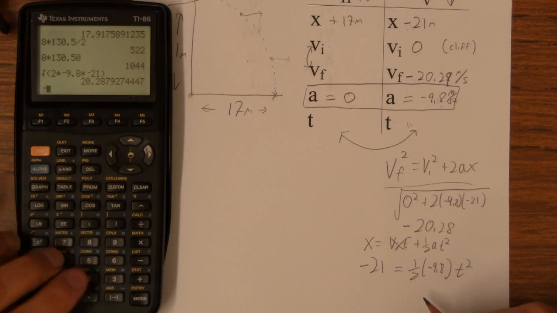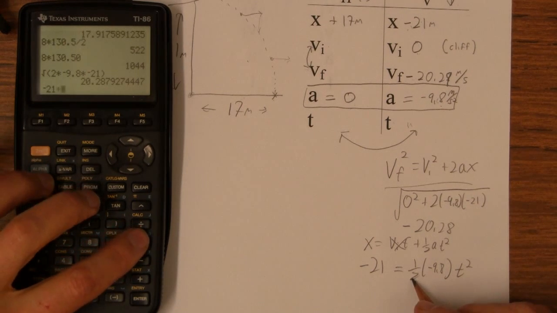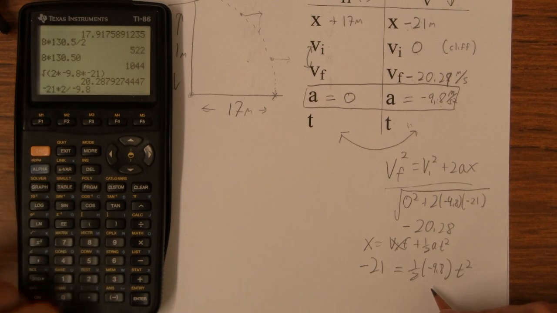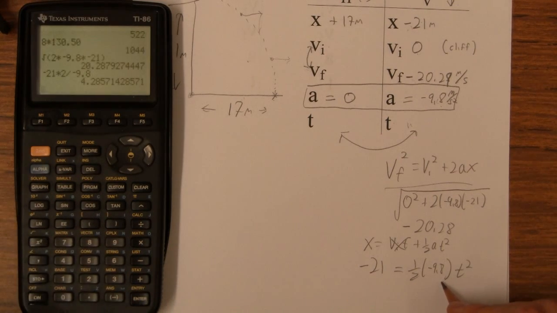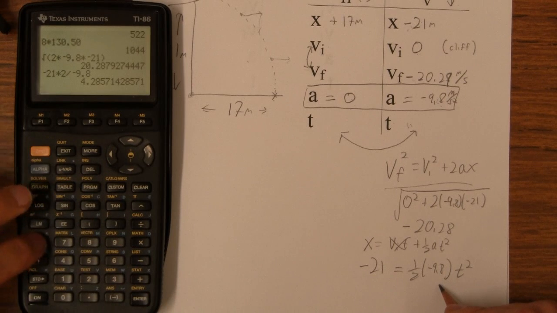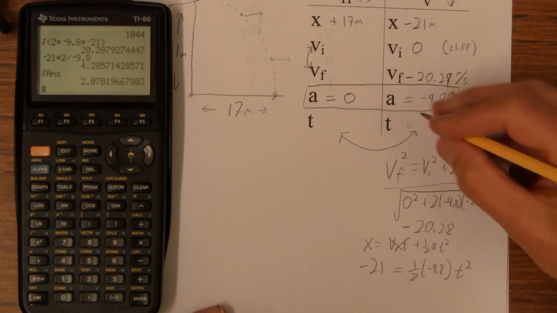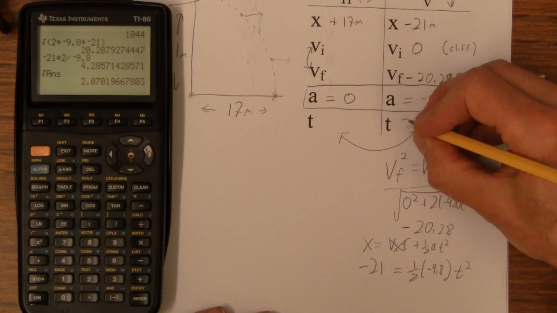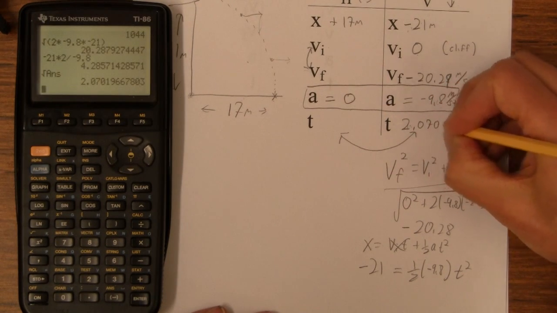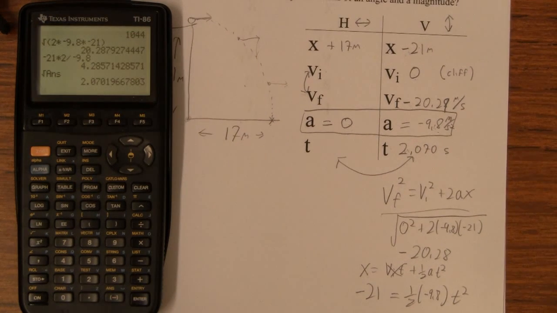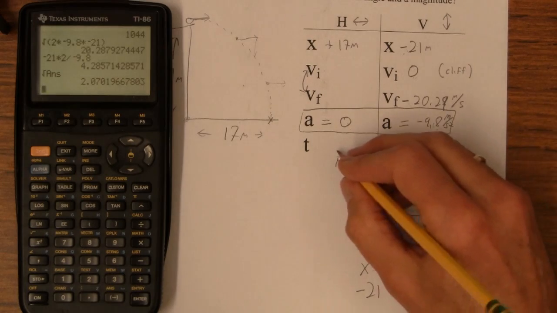So I'm going to go negative 21. I'm going to multiply by 2 to get rid of this, divide by negative 9.8 to get rid of that. Right? And I've got t squared, and then I'm going to square root that. So square root of the answer, and the time is 2.07 seconds. Okay, now as soon as you get the time, remember, time goes on both sides. Castle that baby across.